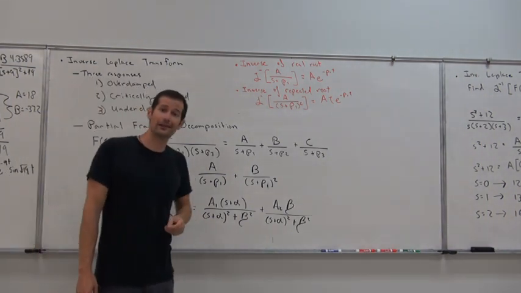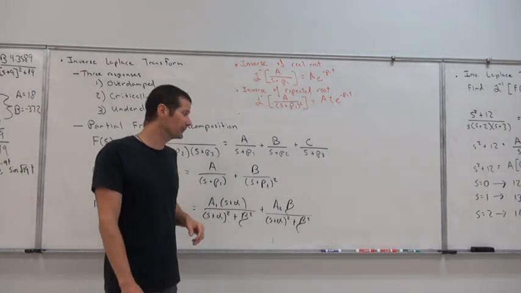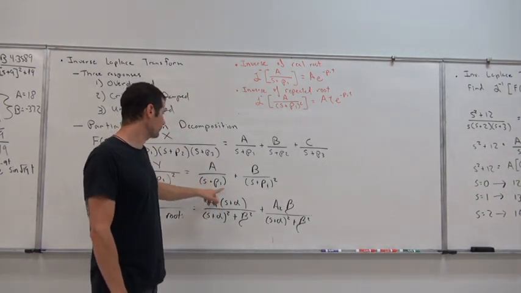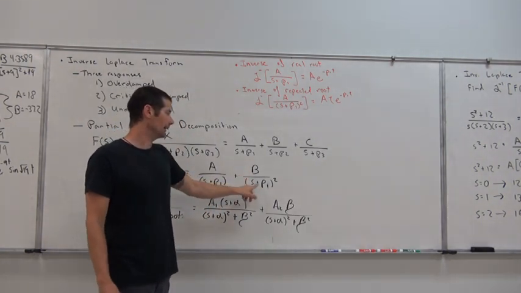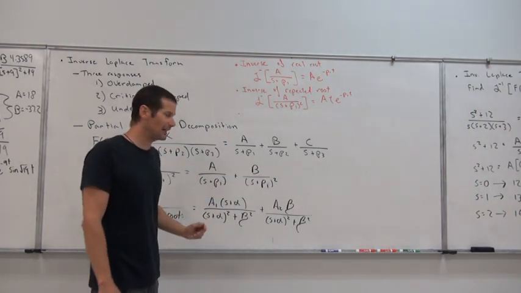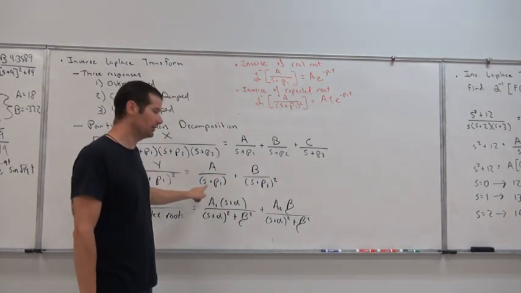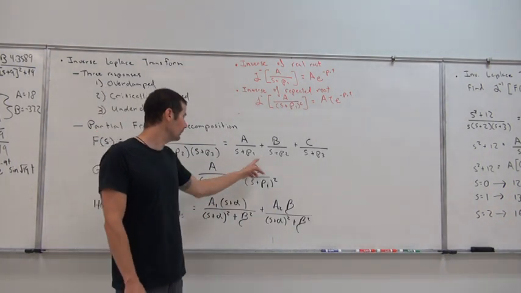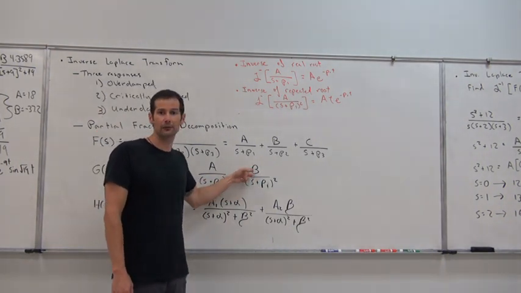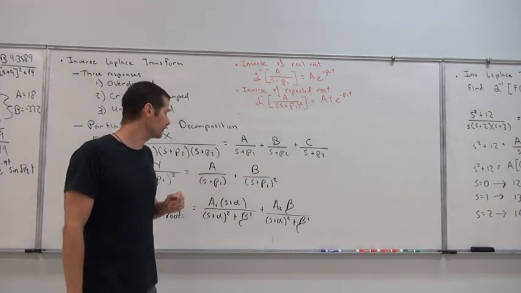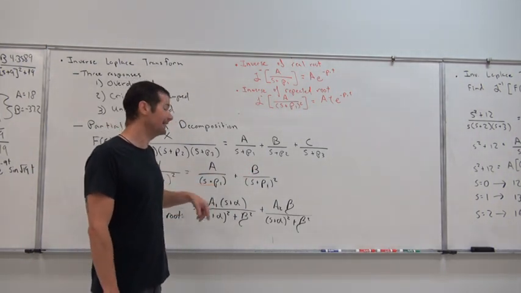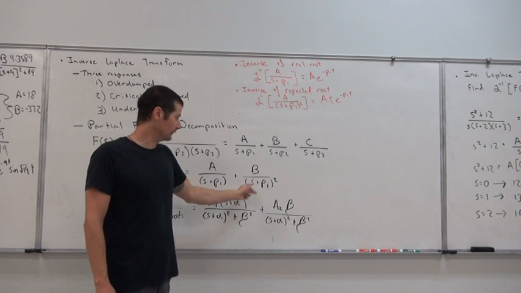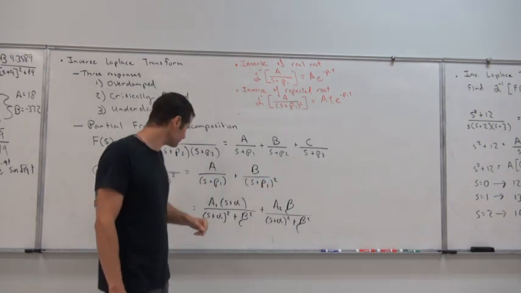And so in order to actually decompose that into its simple terms, we have a over s plus 1 plus b over s plus p1 squared. We actually have to include this form right here for the repeated root. Otherwise, we're going to have a problem finding this value for b. So we have to include a over s plus 1 in addition to b over s plus 1 squared.